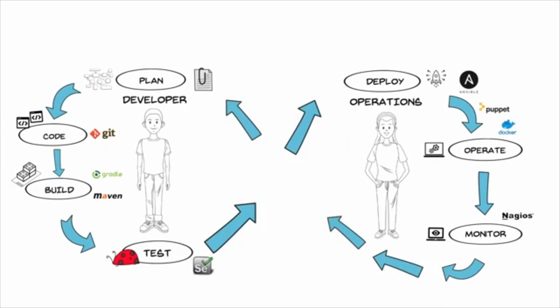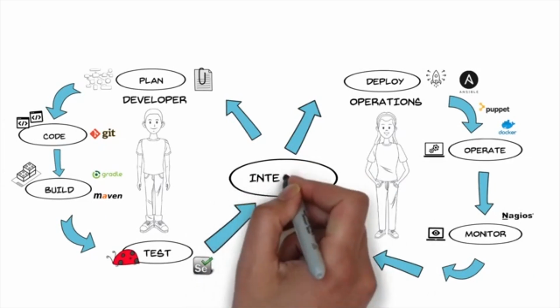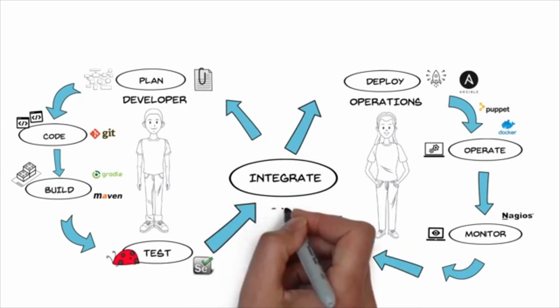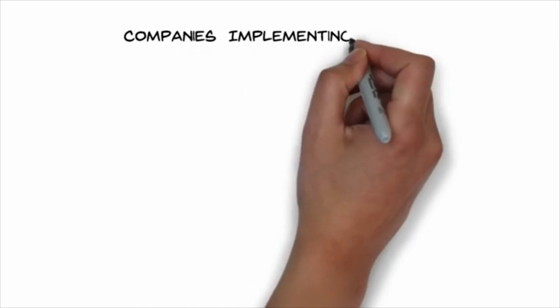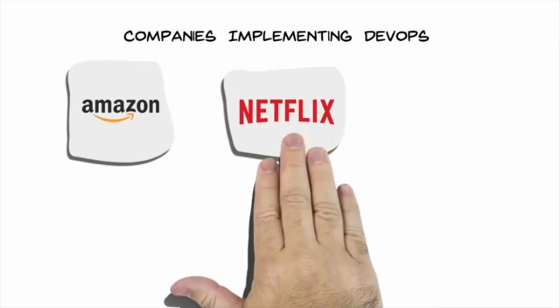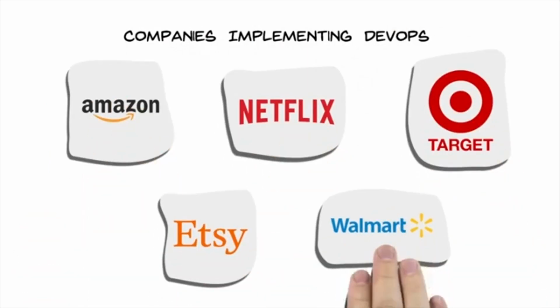And finally, we have the core of the DevOps lifecycle, the integration stage. Tools such as Jenkins is responsible for sending the code for build and test. If the code passes the tests, it's further sent for deployment. This is called continuous integration. Giants such as Amazon, Netflix, Target, Etsy, and Walmart have all adopted DevOps and seen a considerable increase in delivery and quality.